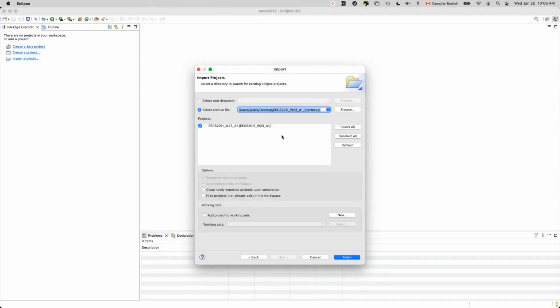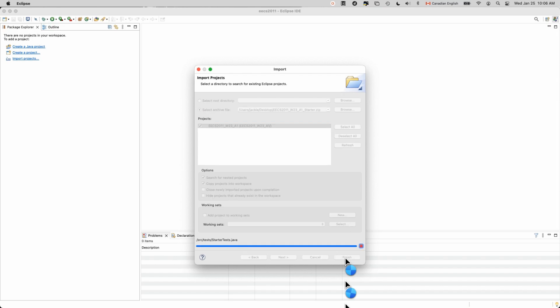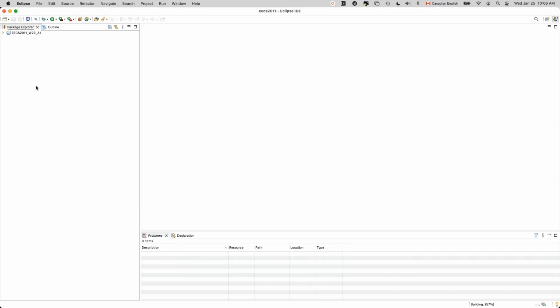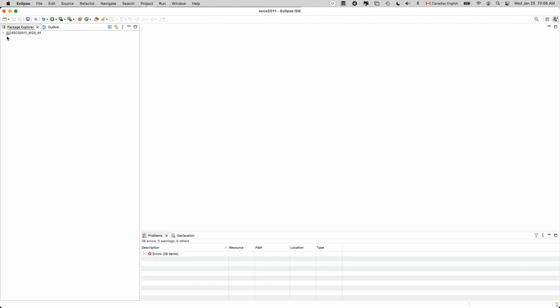If you click on that, it will show you that there is a single project over there, 2011 Windows 23 A1. That's the project you need to get started with. When you actually want to export for submission, you have to export the same project, but with a slightly different name, not starter anymore, just to avoid confusion. If I say finish over here, sorry, the font size is a little bit small, but when you see the recording later, you will definitely see it's actually quite nice.